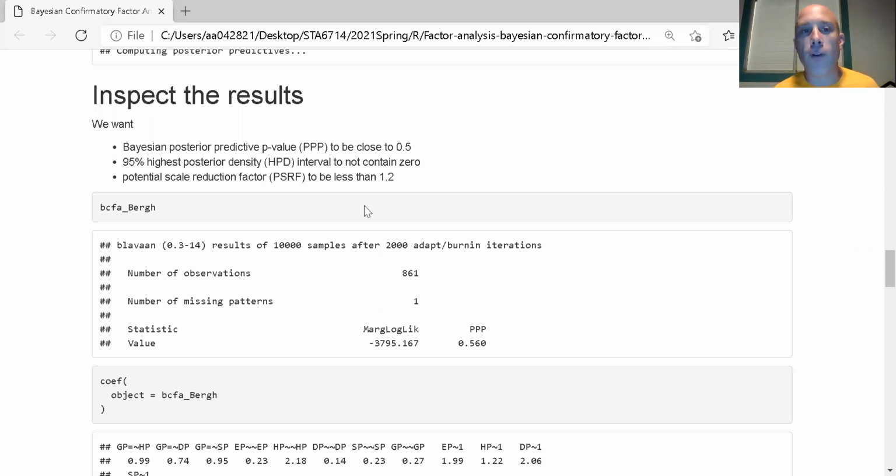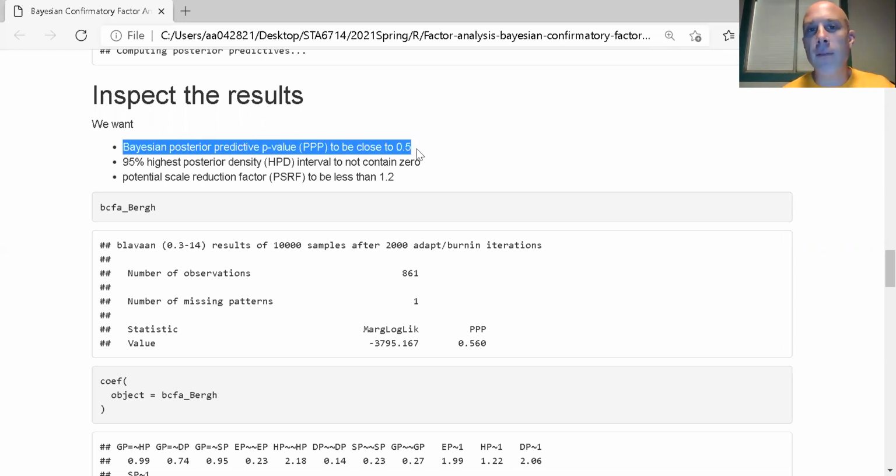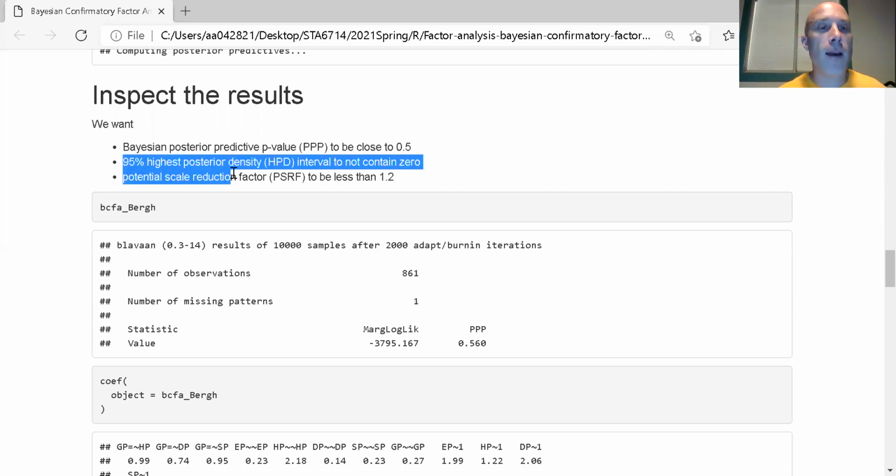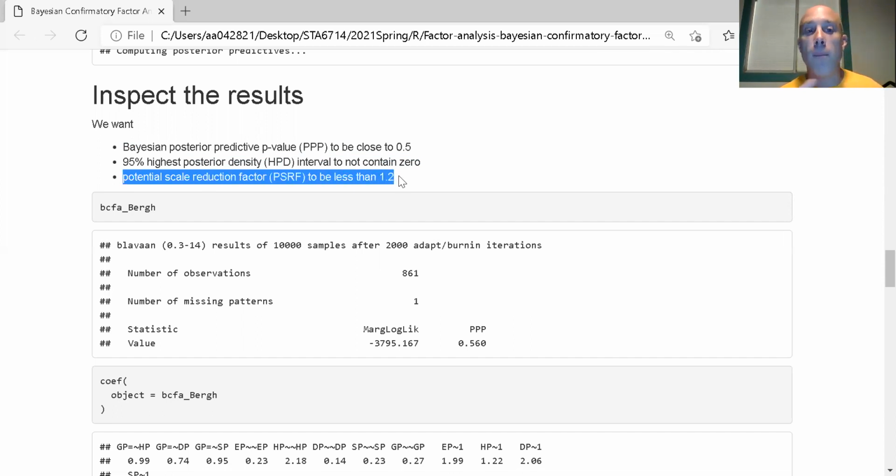There's technically a difference, but in a lot of ways we treat them the same operationally. All right, so we want our Bayesian posterior predictive p-value to be close to 0.5. That way it's not too far left or too far right, too extreme of values. We want our 95% highest posterior density interval to not contain 0. And we want our potential scale reduction factor to be less than 1.2.